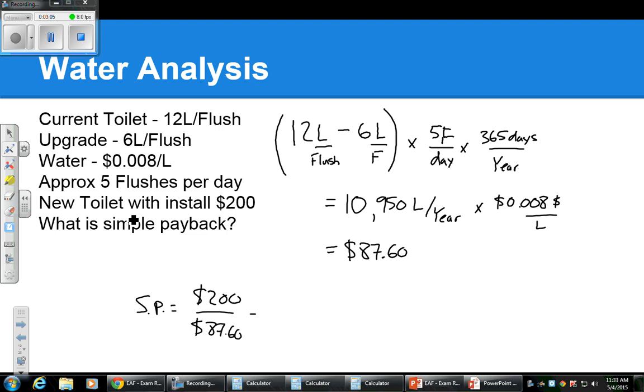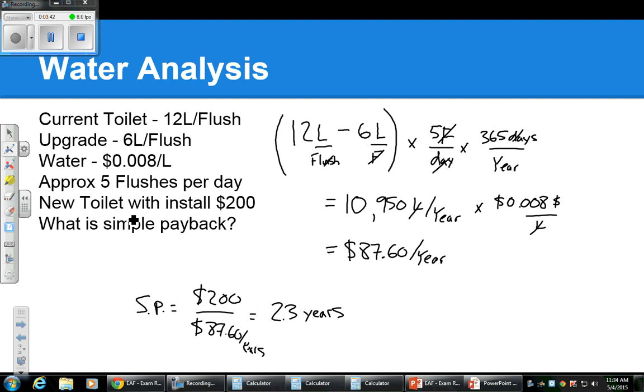I didn't carry through the year and cross out my units, but I could have. Flushes cancel out with flushes, days cancel out, and this is $87 per year. When I divide by that, I bring it up to the top, and it's 200 divided by 87.6, which equals approximately 2.3 years.